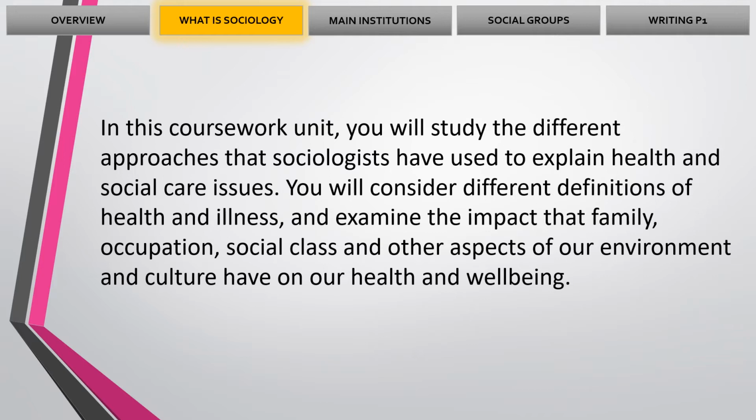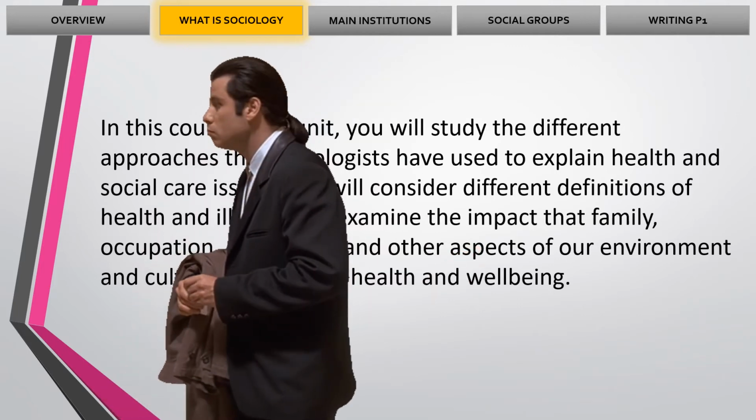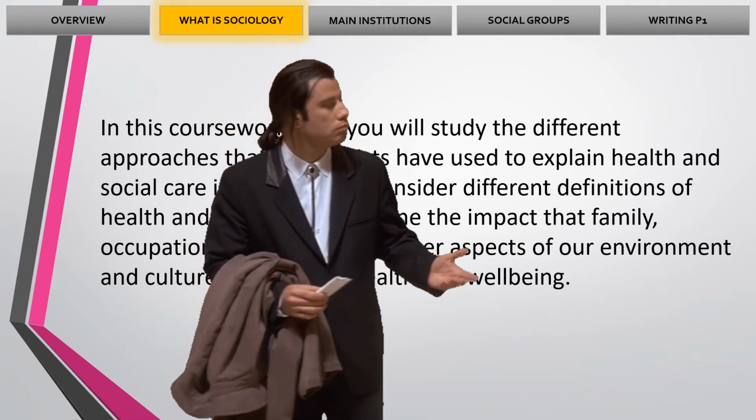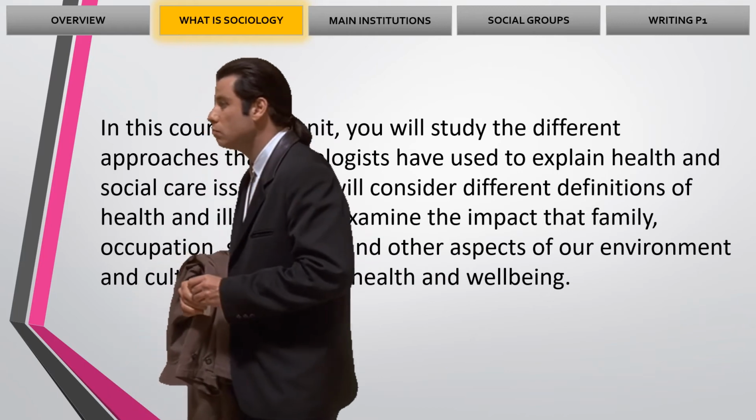Now, in the coursework unit, you will be studying the different approaches that sociologists have used to explain health and social care issues. And you'll need to consider the definitions of health and illness and examine the impact of the family, occupation, social class and other aspects of our environment and culture on our health and well-being. Now that's a big mouthful, and I realise some of you are thinking, what is that about? So if I just try and explain that.